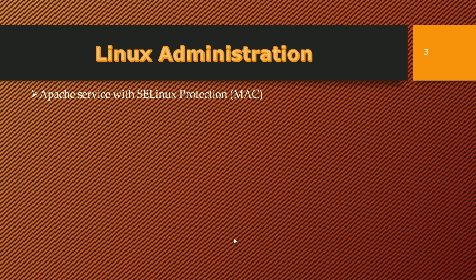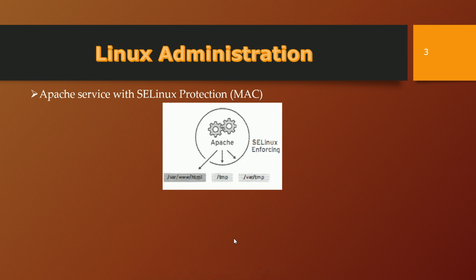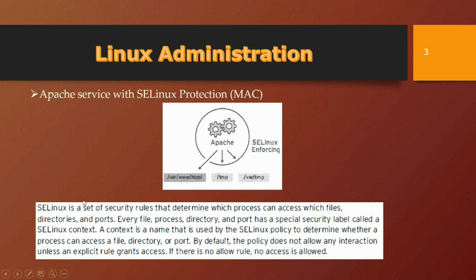Apache service with SE Linux protection enabled. So what will happen? Now you can see in the PPT here, this Apache service is running on your system, and we know that Apache has access to all these locations, right? So what will happen here? SE Linux is enabled now. SE Linux is a set of security rules that determine which process can access which files, directories and ports. So by default the security rules are applicable. If you enable it, by default the specified rules will be applicable to each file, directory, port and process.